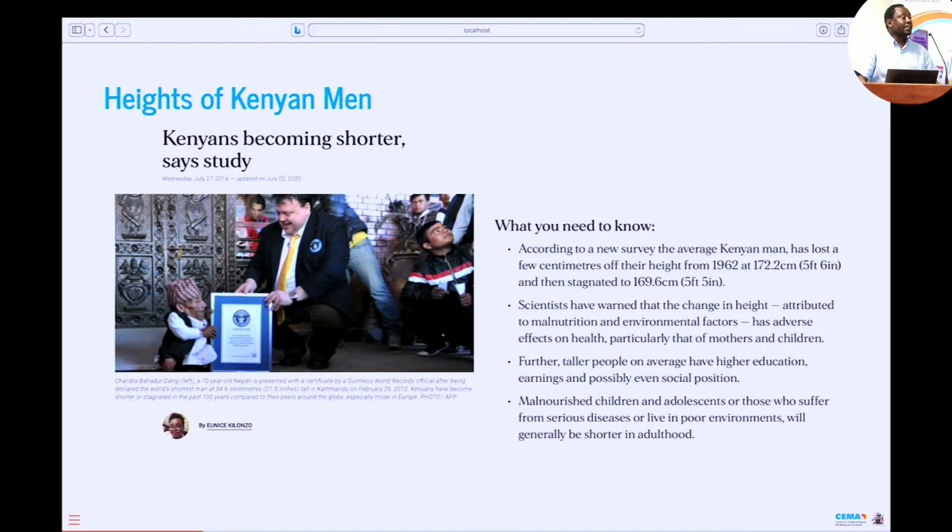But I thought we should take this information out of this newspaper and see whether we can learn about distribution. So if you open up your R, you could actually simulate this data. Would you like to do that for me? Can you simulate this issue of men in 1962 being 172.2 centimeters, and in 2016 being 169? Can you simulate data of 1,000 men of that characteristic? You can? Okay, go for it.